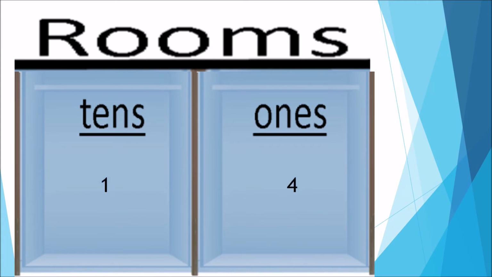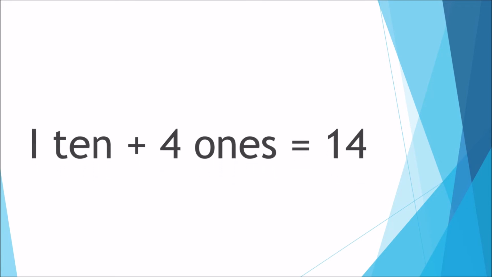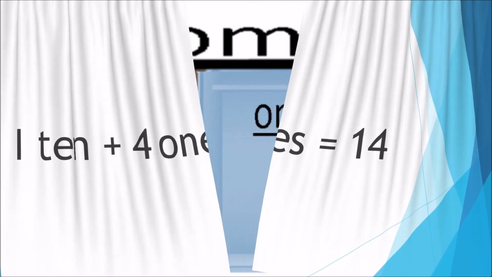Yes, we have to put 1 in the tens room and then 4 in the ones room. What number are we looking at? 1 in the tens and 4 in the ones. 1 ten plus 4 ones equals 14. Very good. That number is 14. Let's continue.